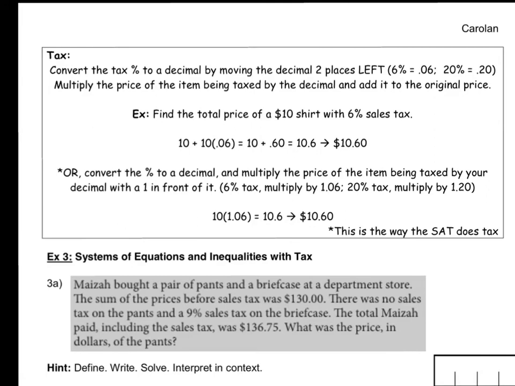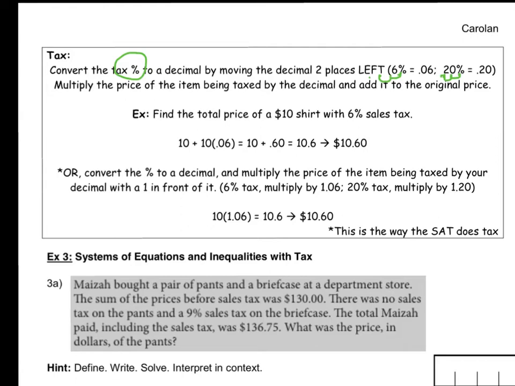So let's talk about tax, because the SAT loves to ask you about tax problems. Your first job is to take whatever percentage your tax is and change it to a decimal by moving the decimal 2 places to the left. So if you start with the number 6, swooping it over 2 places left will give you 0.06. Or if you start with the number 20, the decimal's over here, you're going to swoop it over 2 places, and you get 0.2 or 0.20.